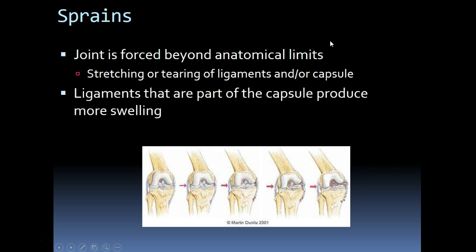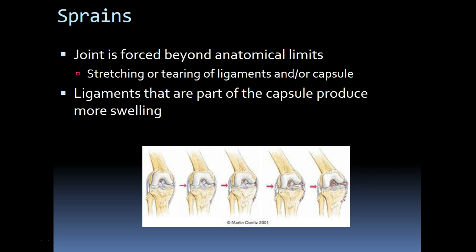With sprains, what we can say is that the joint is forced beyond its anatomical limits. In other words, we basically apply a tensile force, and then there's a stretching and a tearing of the ligaments on the tensile side. But keep in mind that there's also a compressional injury that can occur on the opposite side of that.